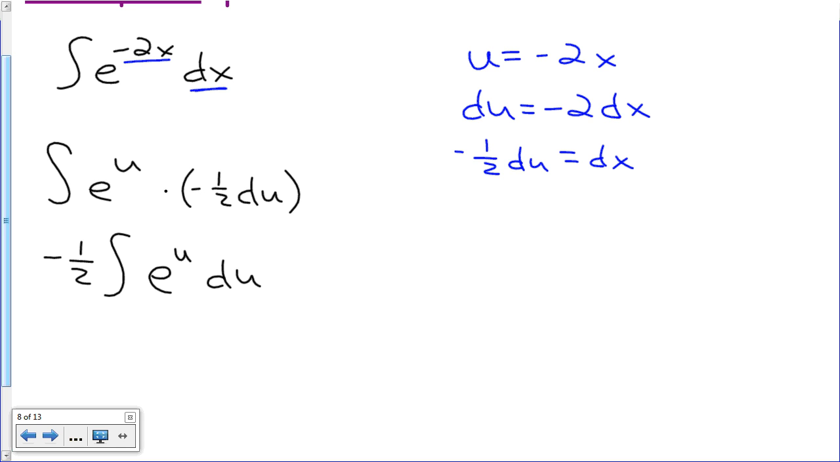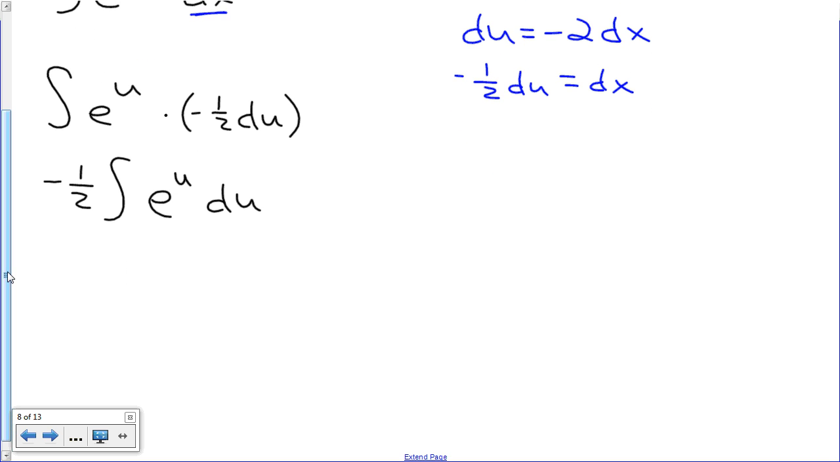And again, at this point, you should go back to the original and see if you've simplified the problem. Is it easier to integrate e to the negative 2x or e to the u? Well, e to the u is really nice because it's its own antiderivative. So negative 1/2 stays out front. E to the u is just e to the u. The antiderivative, I should say, of e to the u is e to the u plus c.